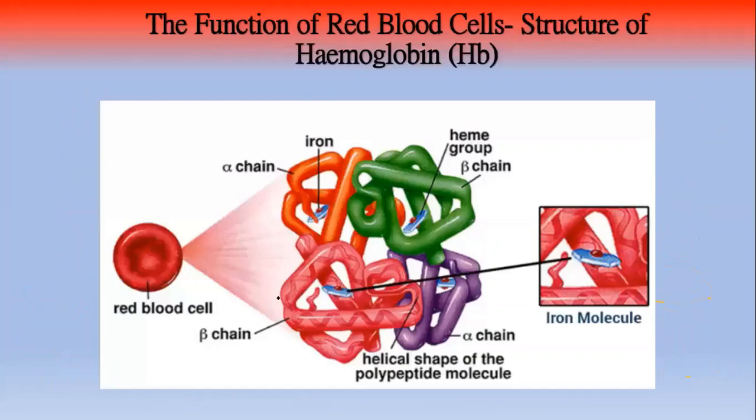This is what the hemoglobin molecule looks like. So here you have an iron here.